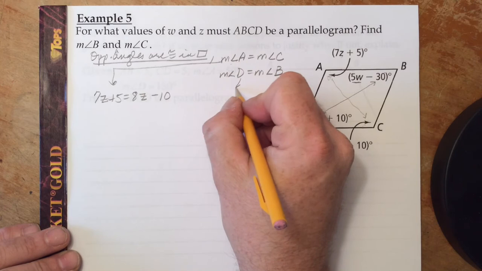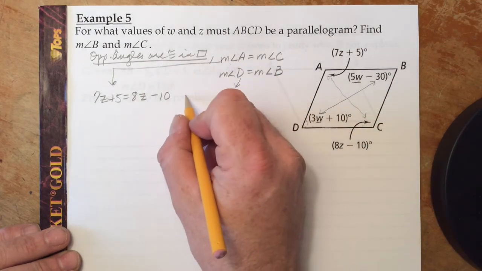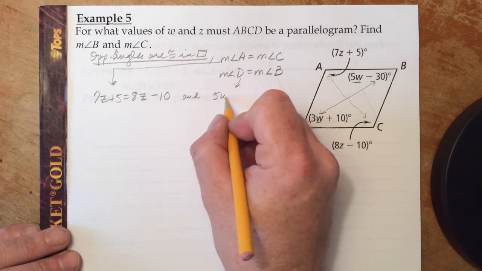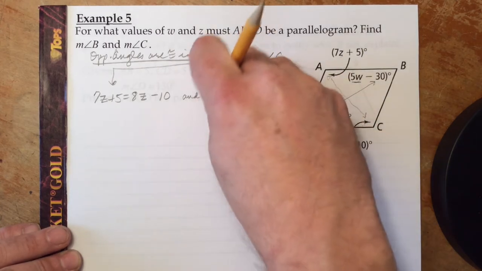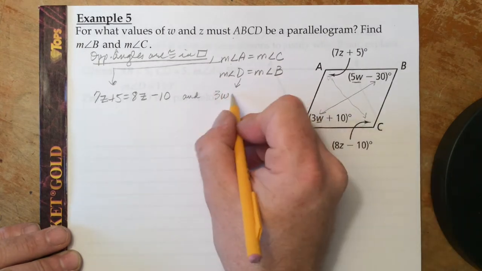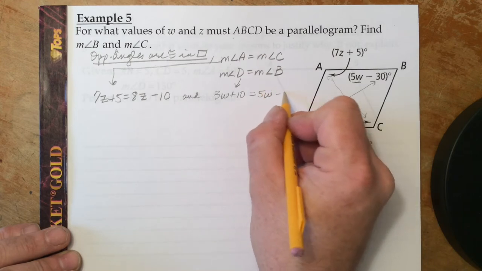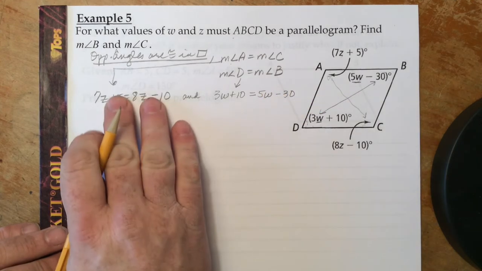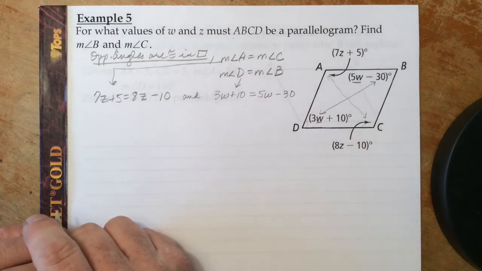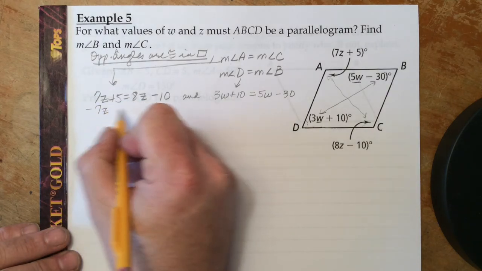And then for this expression, the measure of angle D equals the measure of angle B, I take these 2 expressions. The measure of angle D is 3W, so 3W plus 10 degrees equals the measure of angle B, which is 5W minus 30 degrees. Now we can solve this equation by itself and solve this equation by itself and get both values of Z and W.